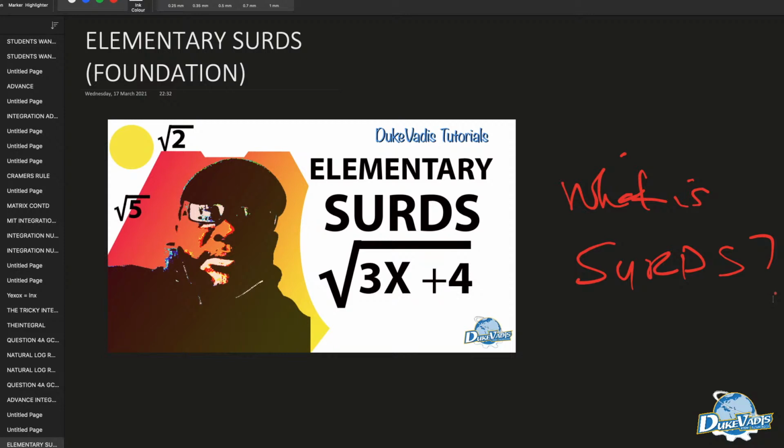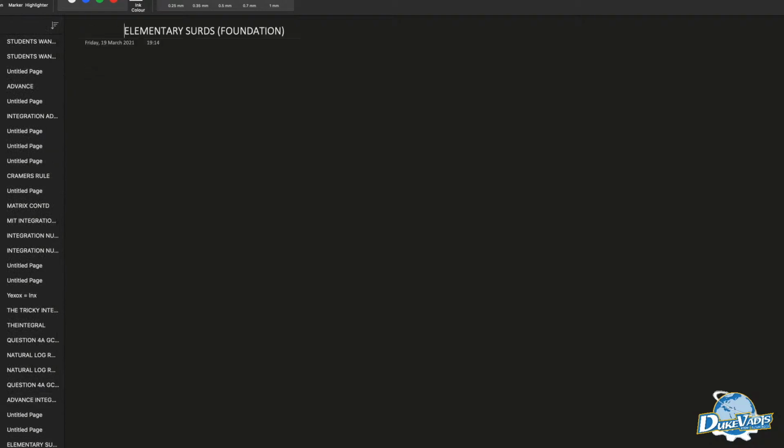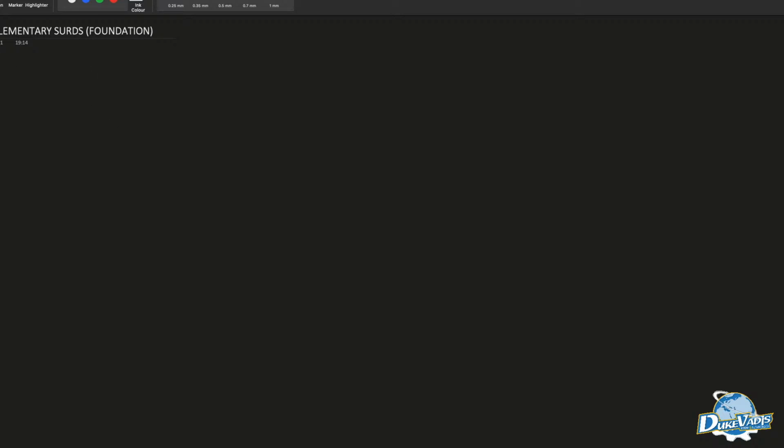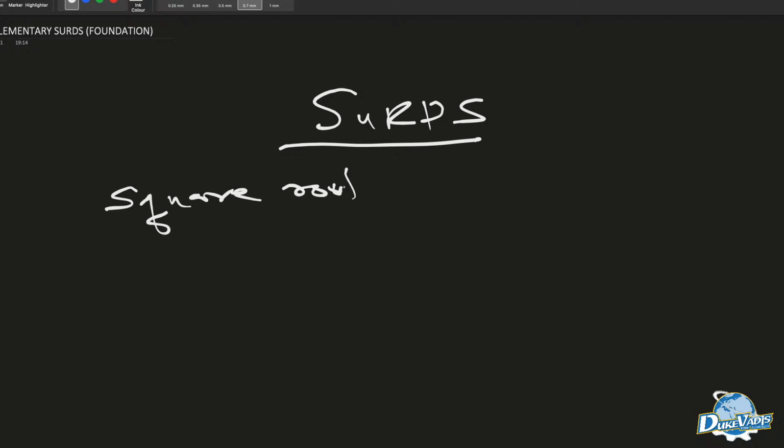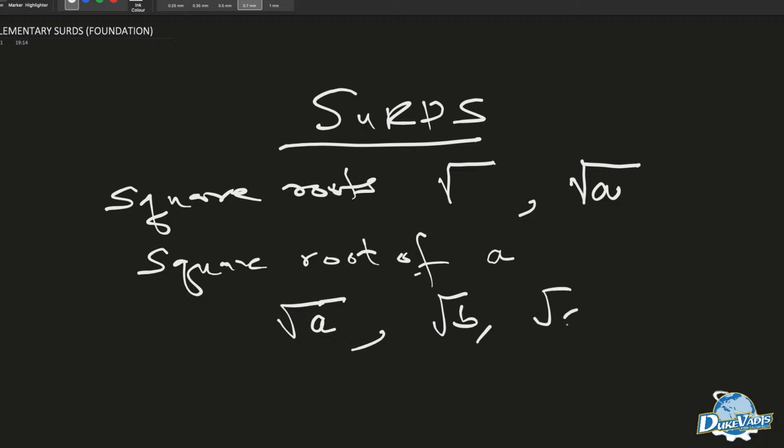Okay, now let's go to the drawing board and see what we can do. So let's go to our drawing board. Okay, then let's talk about surds. Beautiful surds. Okay, surds. When we have values like square roots, we always know that the square root is given by the sign. If we define it by a variable, let's say a, then we say square root of a. So you can say square root of b, square root of c, etc.